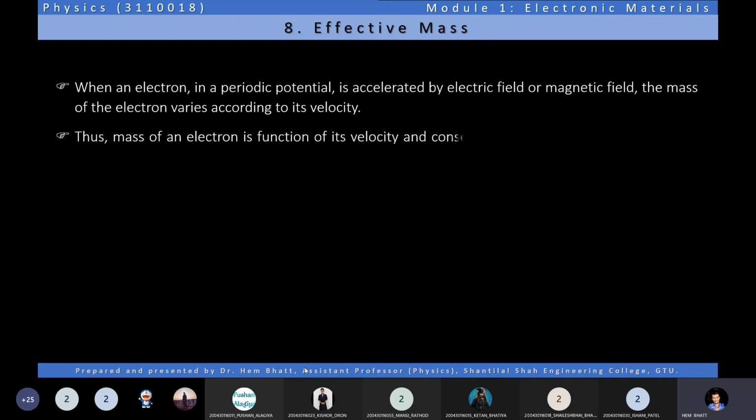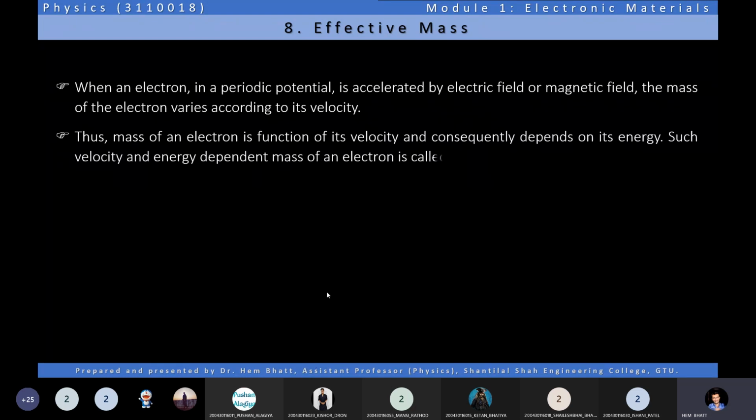The mass of electron is a function of velocity and depends on energy. The mass of the electron depends on its speed and energy. Such velocity and energy dependent mass of electron is called effective mass and it is denoted by m star. Sometimes it is m0 star also. So different books will have different symbols.